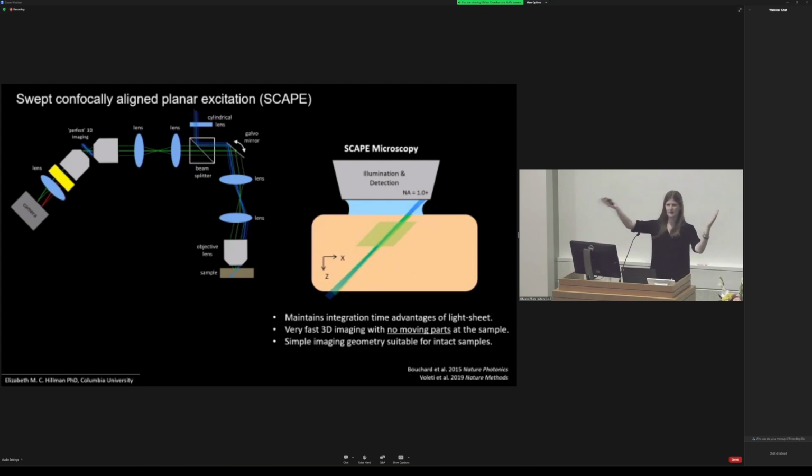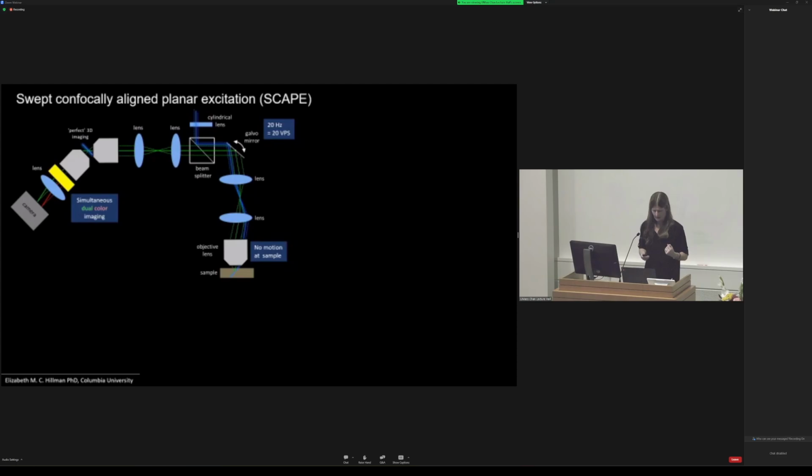And wherever I move that mirror to, I'm both moving my focal plane of my camera and my illumination at the same time. And so nothing limits how fast I can go except how fast I can capture my images on my camera. And so I can just move my mirror at 20 hertz and collect data at 20 volumes per second. And so this geometry allows us to, as I said, image all kinds of cool things.